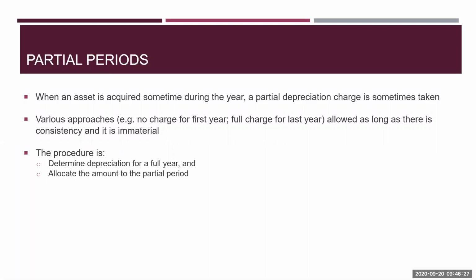So the procedure is to determine the depreciation for the full year, and then we will allocate the amount to the partial year. Okay, so in this case, if we had the asset for 10 months, then we will calculate the per annum depreciation, but prorate that for 10 months out of 12.